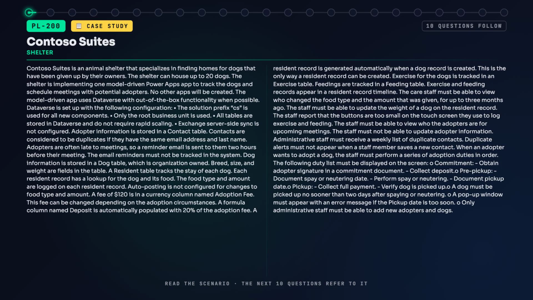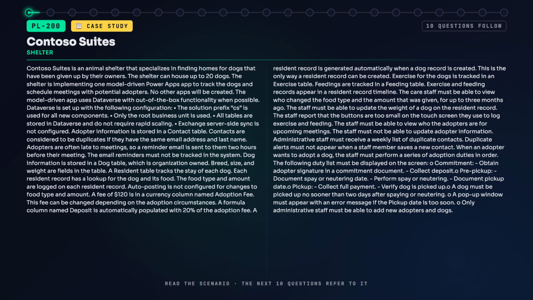A resident table tracks the stay of each dog. Each resident record has a lookup for the dog and its food. The food type and amount are logged on each resident record. Auto-posting is not configured for changes to food type and amount. A fee of $120 is in a currency column named Adoption Fee. This fee can be changed depending on the adoption circumstances. A formula column named Deposit is automatically populated with 20% of the adoption fee.